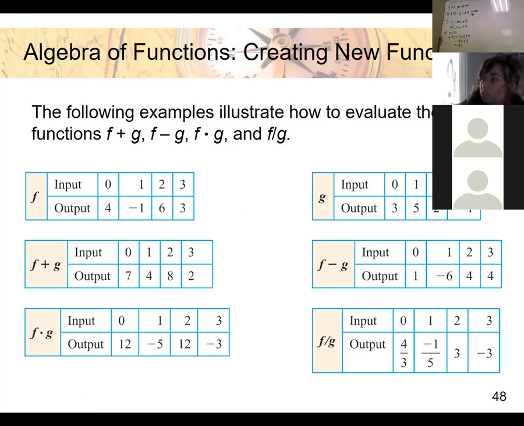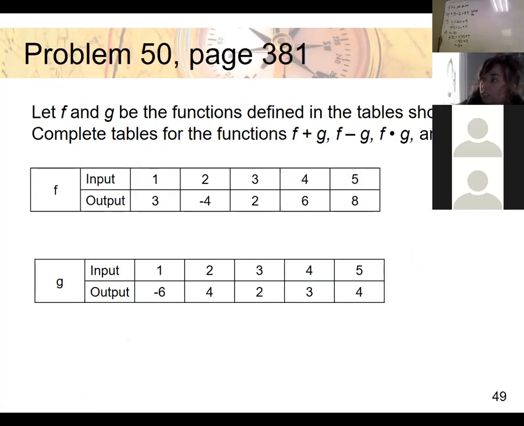Any other questions? Okay, because in this next example, this is problem number 50 in the text on page 381. Because here we got f and g, they are functions as defined in the table shown. And here I want to complete those tables for those functions, f plus g, f minus g, f times g, and f divided by g.